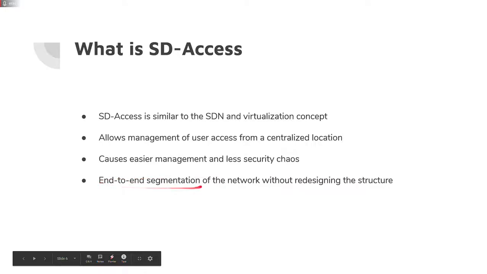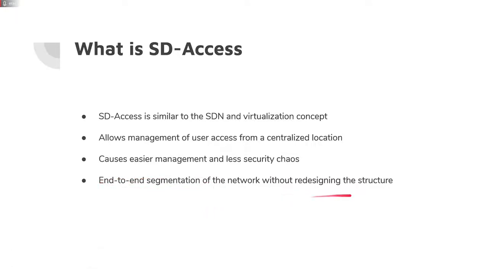Another good one is end-to-end segmentation of the network, so you don't have to redesign the entire structure of it. With SD access, you can implement, okay, I want this group of users to have access to this device, and it's that easy, rather than having to segment and redesign your network structure to apply to that. So that is really it for the information that they cover in the book. There isn't a ton about it, but I do want to bring up something.